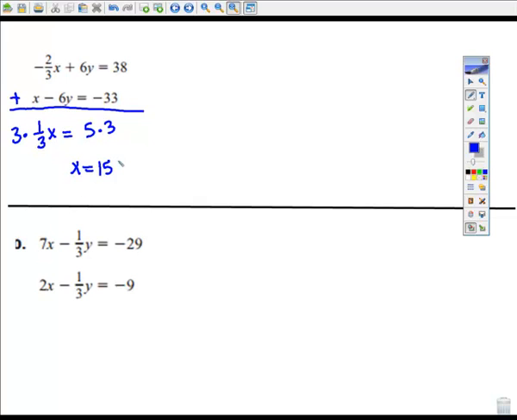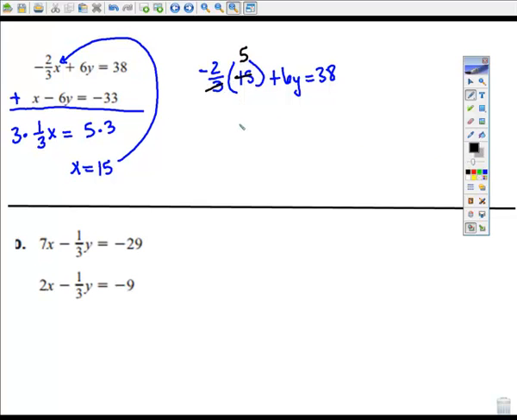I will go ahead and put this right in the top. You may choose to put it in the bottom if you don't want to deal with the fractions, but I'm going to put it in the top because I want you to get good at dealing with fractions. So negative 2/3 times 15 plus 6y equals 38. 3 divides into 15 5 times. Negative 2 times 5 is negative 10. Plus 6y equals 38. Add the 10, so 6y equals 48. Divide by 6, and y equals 8.